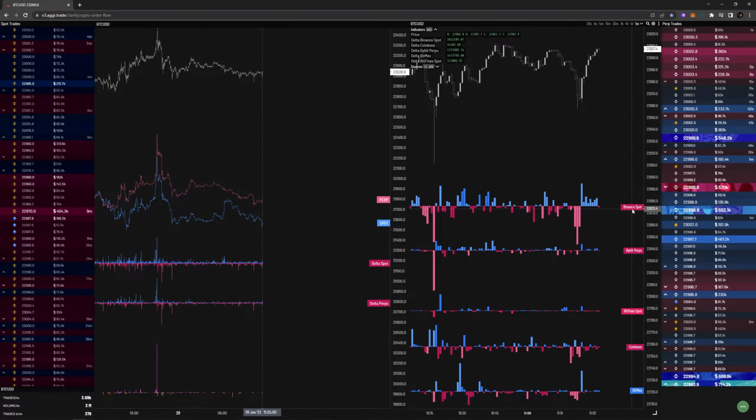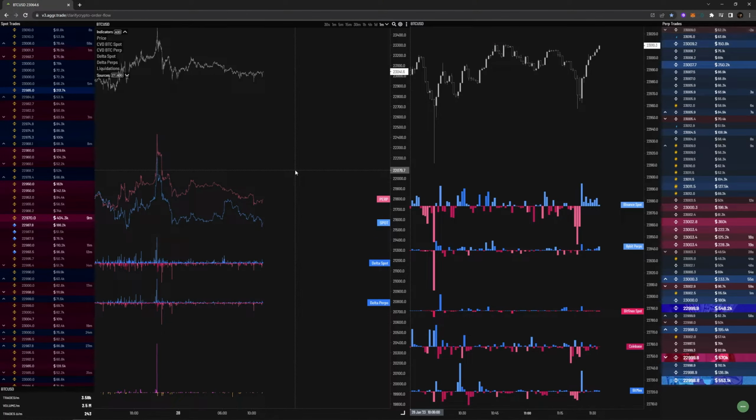Binance spot is a big indicator because buyers and sellers on Binance are very strong, and when they push the price in some direction, most likely the other exchanges will follow at some point.